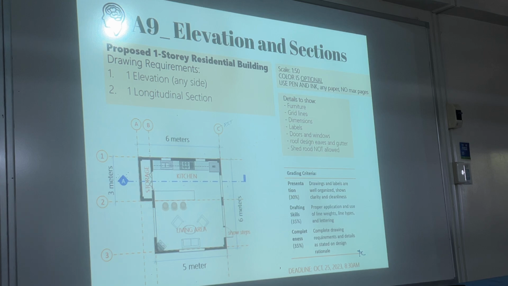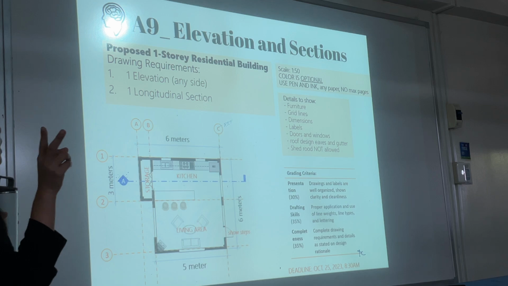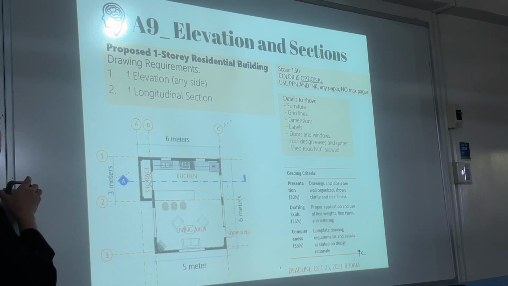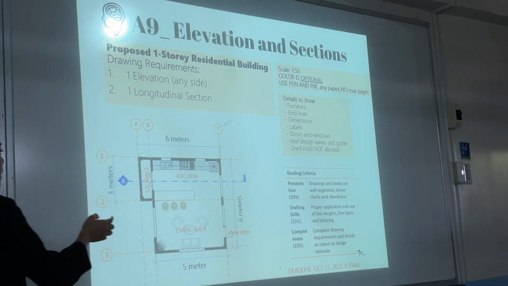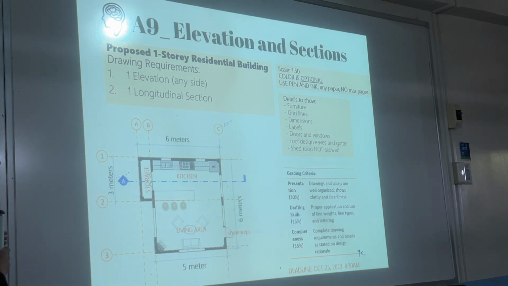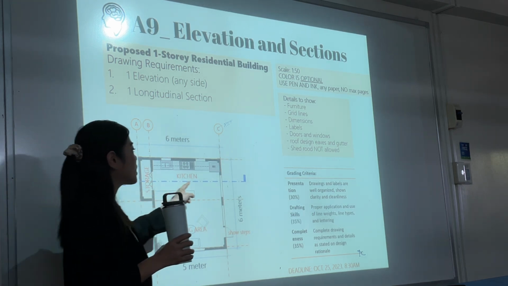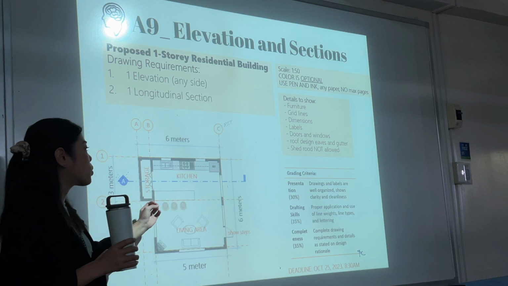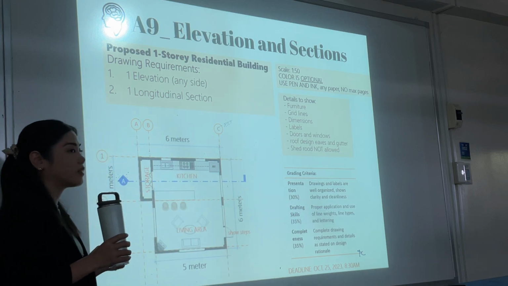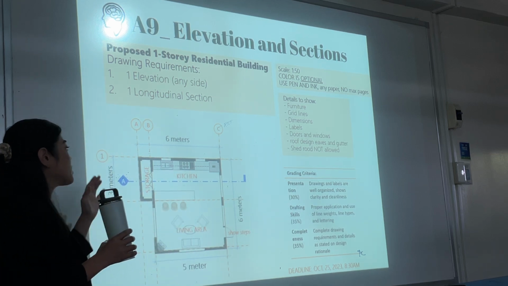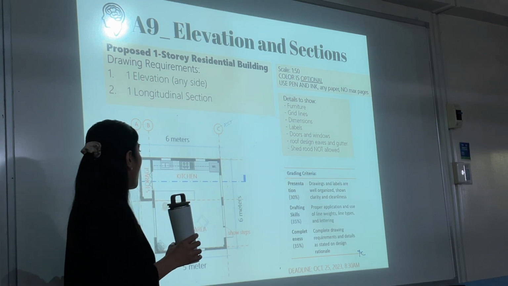So you have your A9. You will submit two drawings, elevation and section. Again, the floor plan is already given, and the section plan is given. So where is the view? Towards the kitchen or the living area? Kitchen. Towards the kitchen.